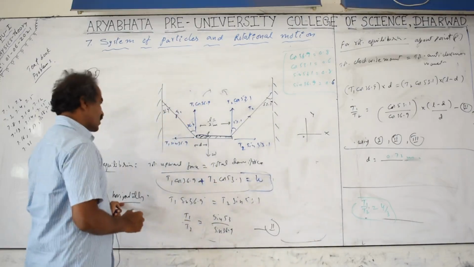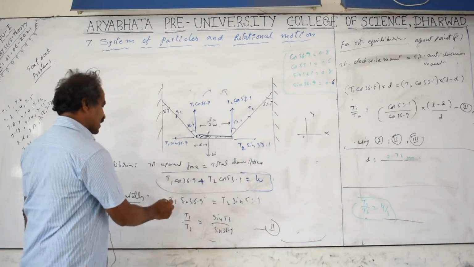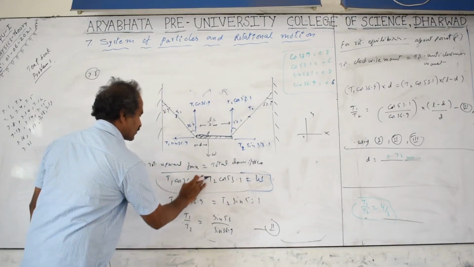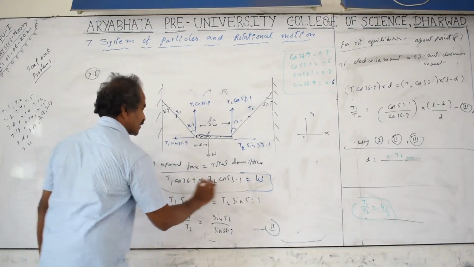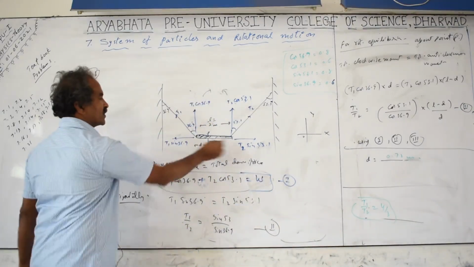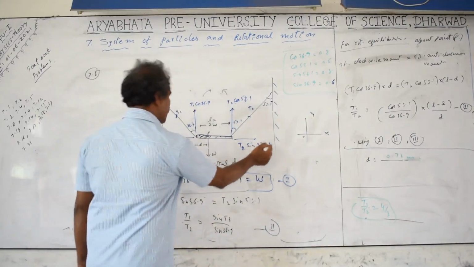Horizontally, this is not required, but in case W is asked, you require it. Otherwise, this part is not required. This is equation 1. Next, horizontally there is no displacement. Therefore, left side force equals right side force: T1 sin 36.9 equals T2 sin 53.1.